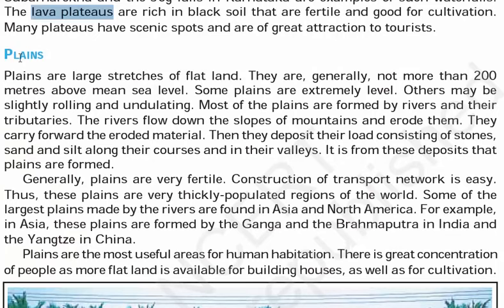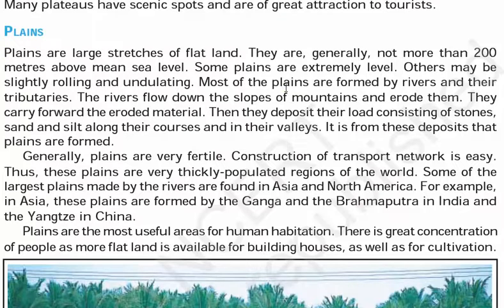Now we'll go to plains. Plains are a large stretch of flat land. They are generally not more than 200 meters above the mean sea level. And most of the plains are formed by rivers and their tributaries. So when a river flows, it takes away all the soil and mud with it, right? And that's how a plain surface is formed usually.